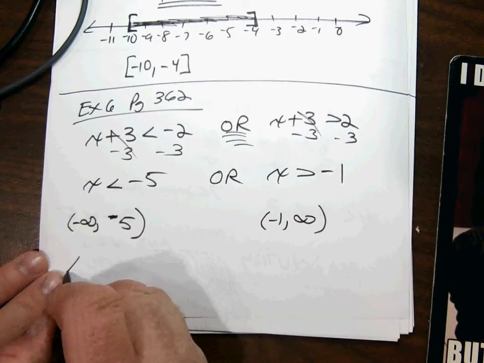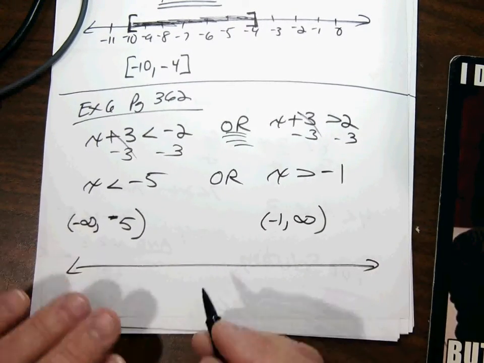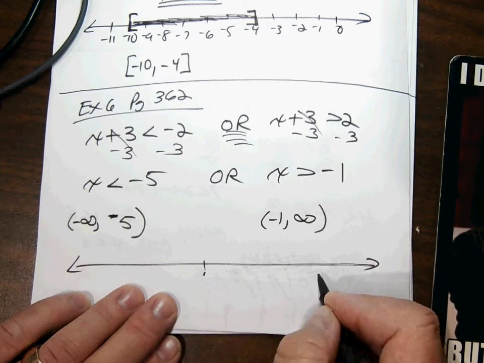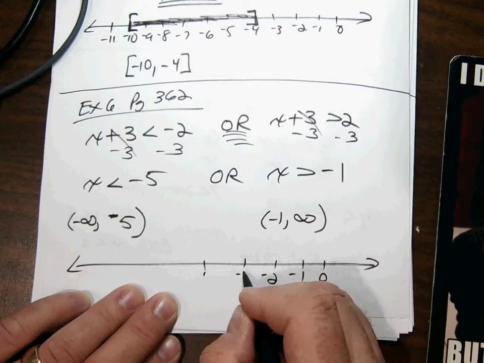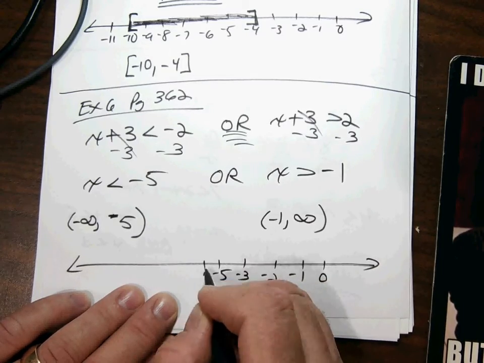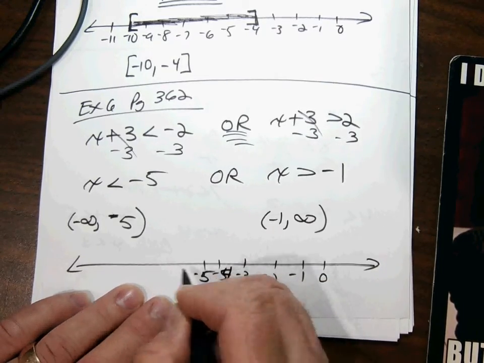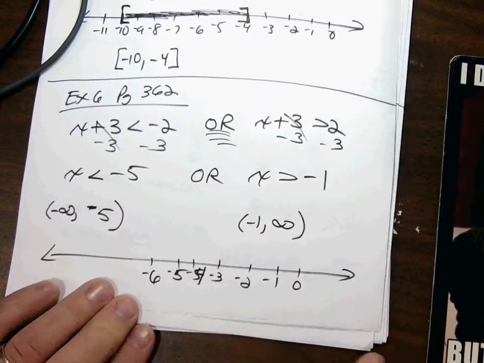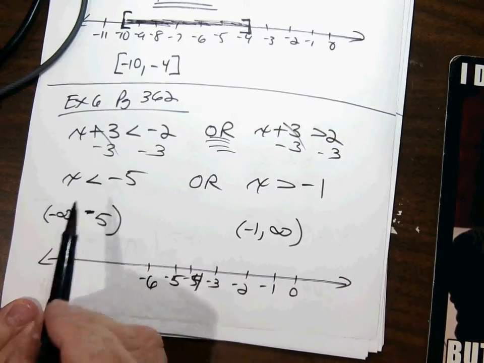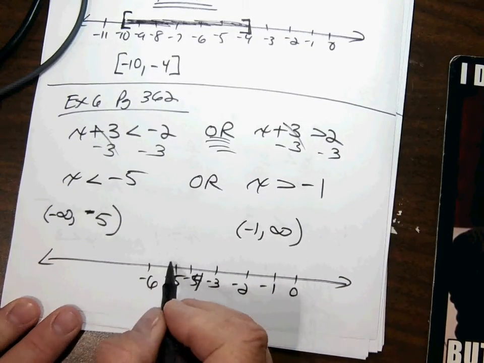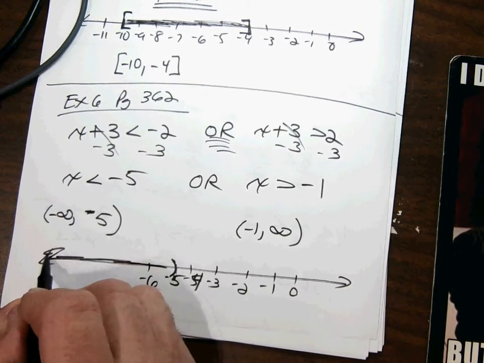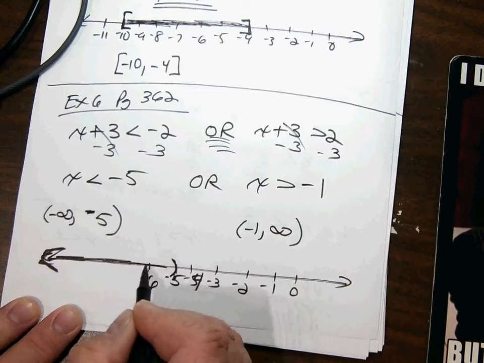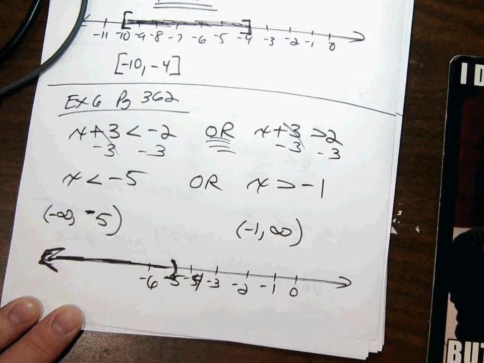On a number line, there's no overlap. There doesn't have to be an overlap. Let me make that to be 0. Negative 1, negative 2, negative 3, negative 4. Make that negative 5 there. Negative 6. Okay. How do I show it? All numbers less than -5, not including, so I'm going to have a parenthesis here, and everything shaded to the left. That's all the numbers less than -5, not including -5.